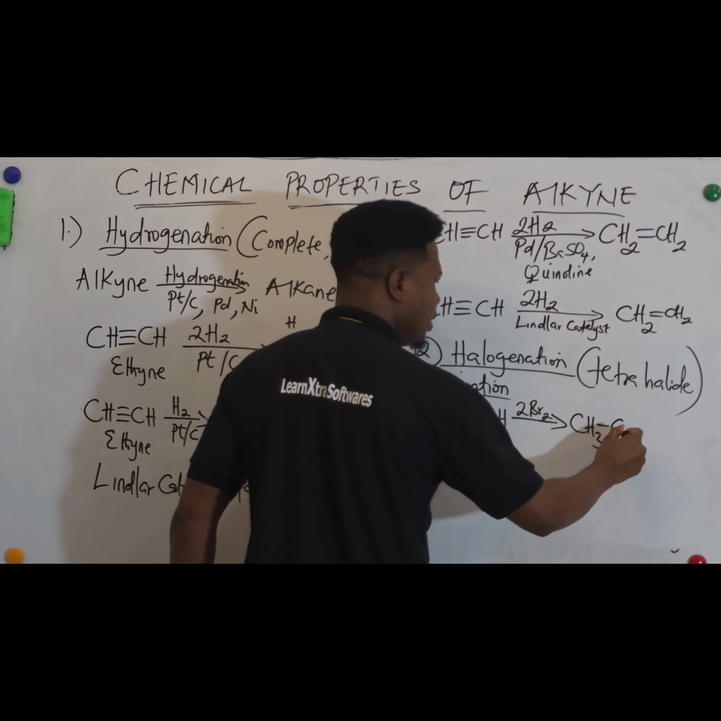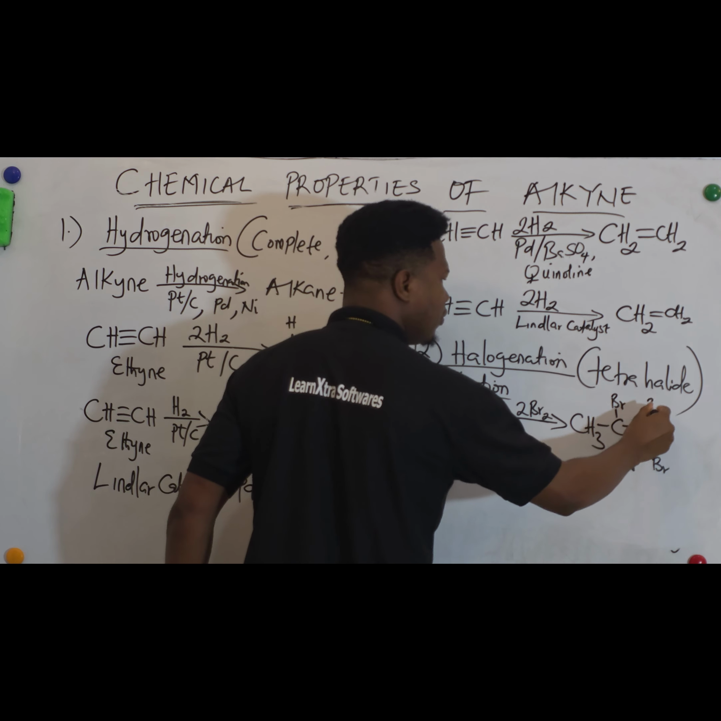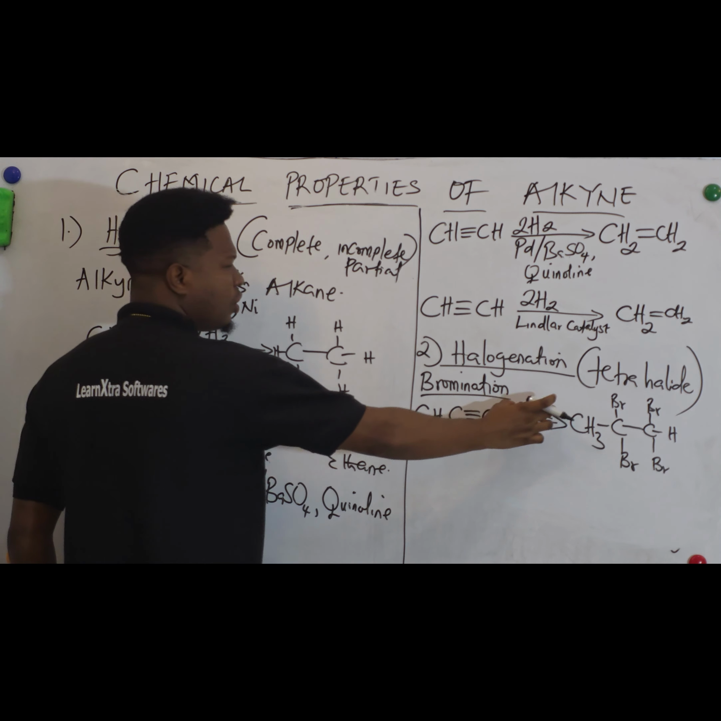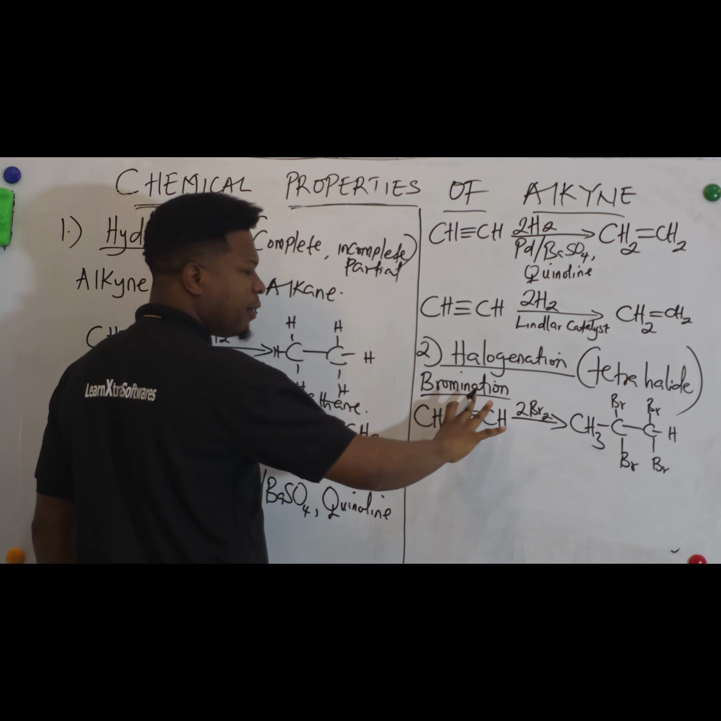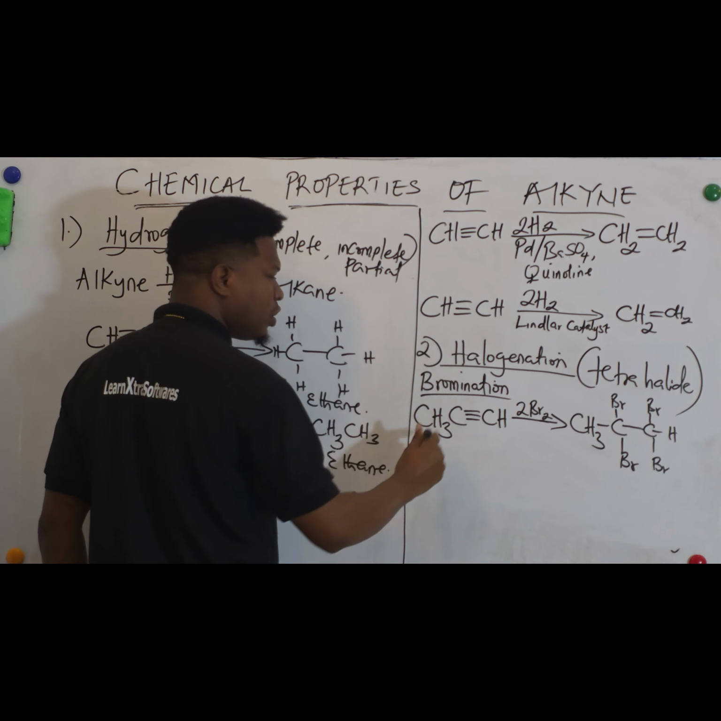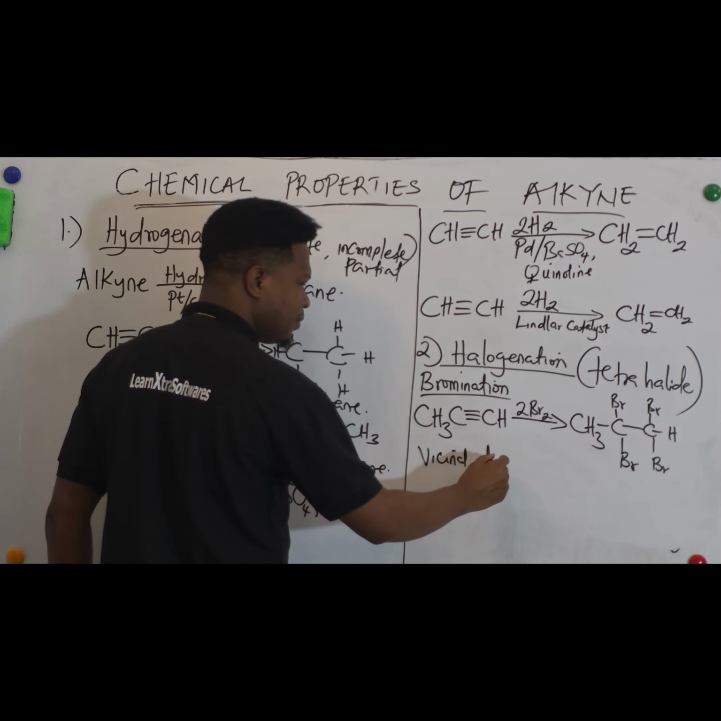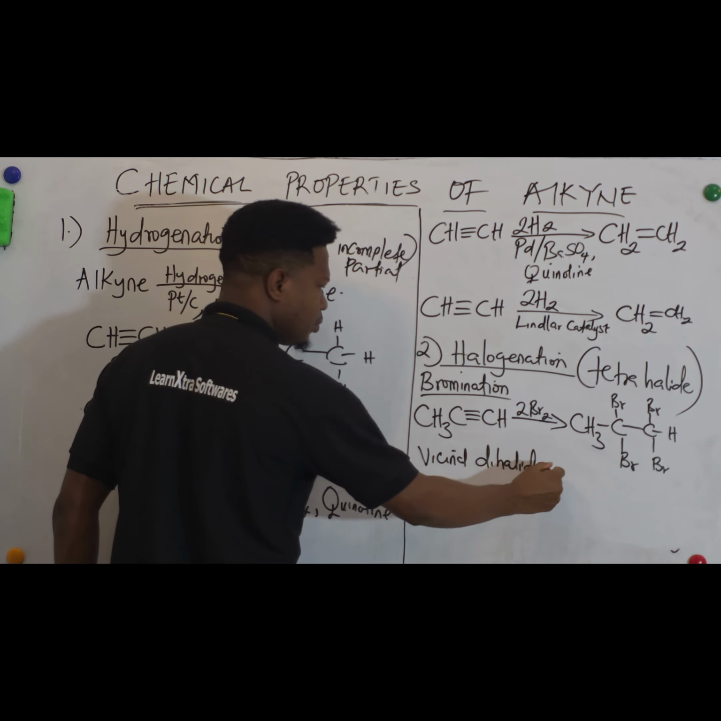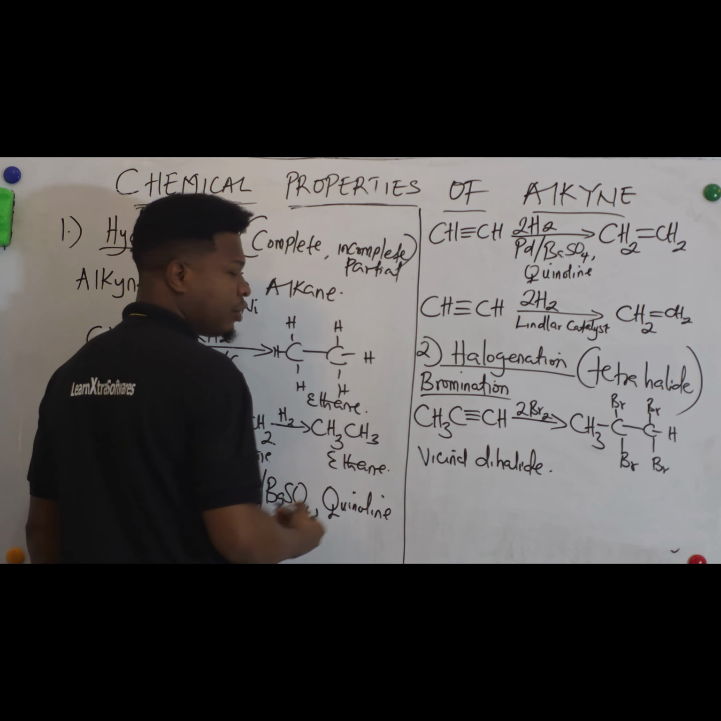CH3, C, halogen the first one, halogen the second one, halogen the third one, halogen the fourth one. Remember, we still have H here. So have you seen that this involves addition of halogens to this point? But there's an intermediate formed here. The intermediate formed in this reaction is called a vicinal dihalide.